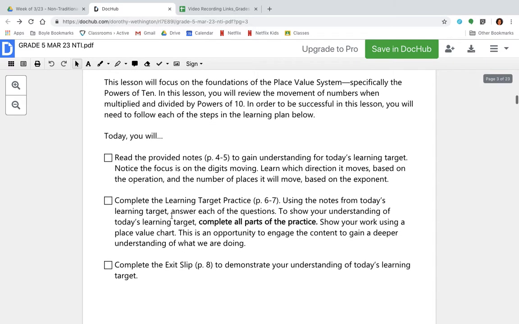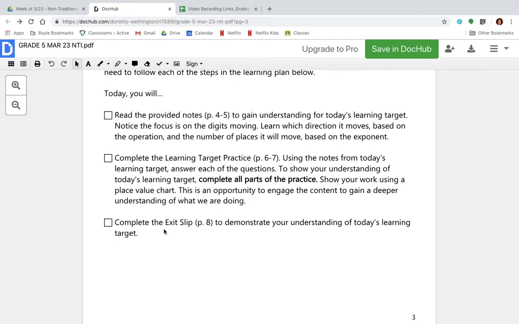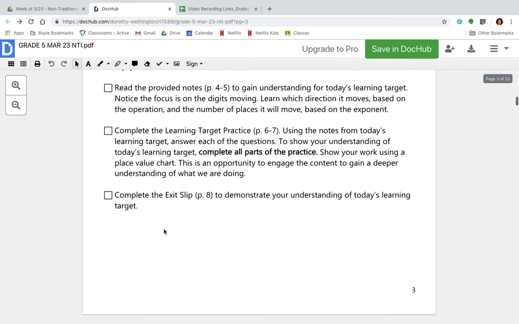Complete the learning target practice, pages 6 through 7, using the notes from today's learning target. Answer each of the questions. To show your understanding of today's learning target, complete all parts of the practice. Show your work using a place value chart. This is an opportunity to engage the content to gain a deeper understanding of what we are doing. Complete the exit slip, page 8, to demonstrate your understanding of today's learning target.